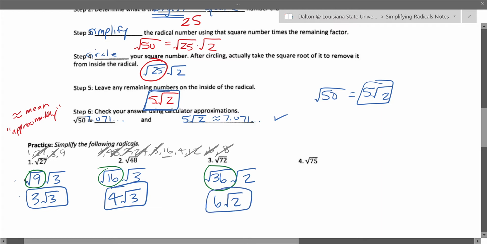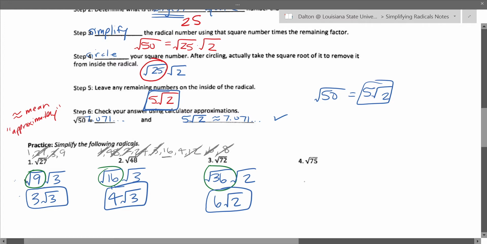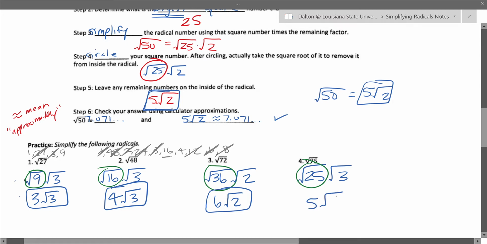And the last one, number 4, the square root of 75. Hopefully you also get more comfortable with your numbers and which ones are factors of what others. A number ending in 5 should always pique your interest as to the number 25. And 25 is a square number, and it does indeed go into 75, right? Think money. 25 cents goes into 75 cents 3 times. So the square root of 75 can be broken up into the square root of 25 times the square root of 3. The square root of 25 is 5. So our final answer could be 5 square roots of 3.